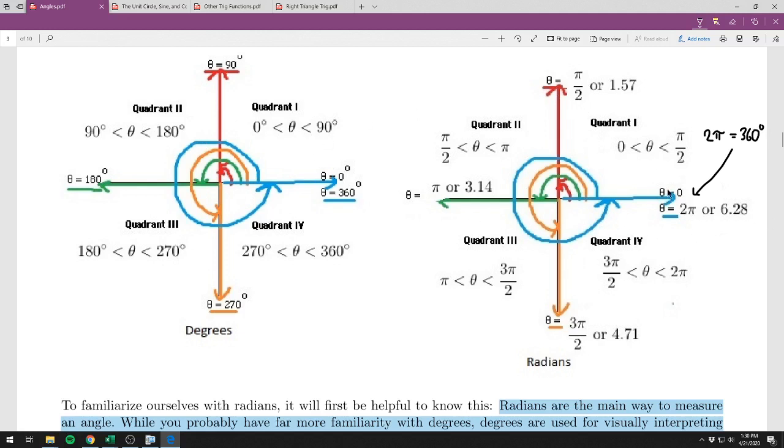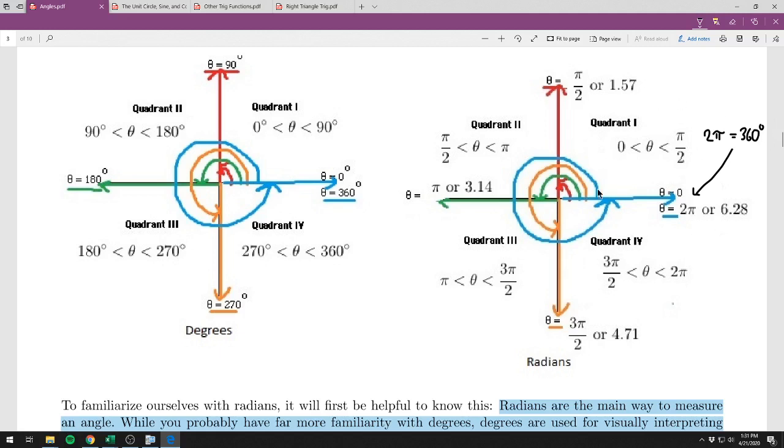And to figure the rest out, you just go from there. If 2 pi is 360 degrees, then pi is where 180 degrees is. Pi over 2 is where 90 degrees is. And 3 pi over 2 is where 270 degrees is. Okay, so all these numbers here that represent the pi's are coming from this. You pretty much just use this formula to convert between degrees and radians, which is what we're going to do first in a second.